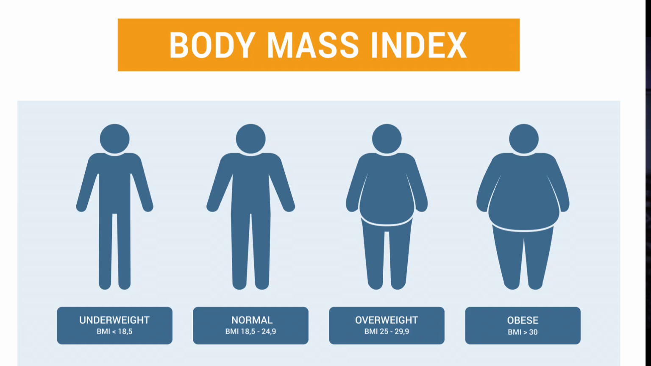What is BMI? First, let's define BMI. It's a calculation that's based on weight and height. So you take your weight in kilograms and you divide that by your height in meters squared. We use it to categorize people into underweight, normal weight, overweight, and obese. And these categories can help give us a rough estimate of a person's body composition.